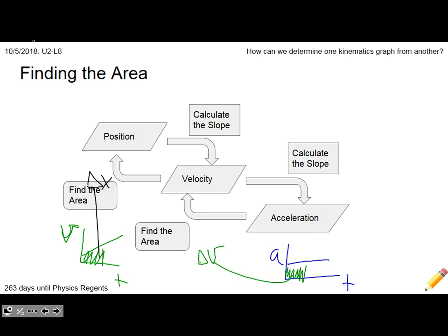Earlier, we said, for example, V equals the change in X over the change in time. Well, that's equivalent to V times the change in T equals delta X. All I did was cross multiply. So I turned finding a slope into finding an area. This is calculus at like the most basic level.